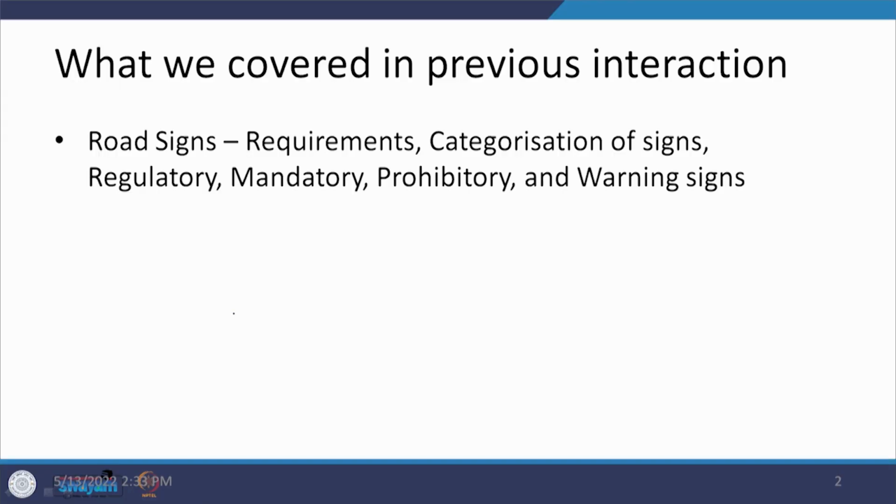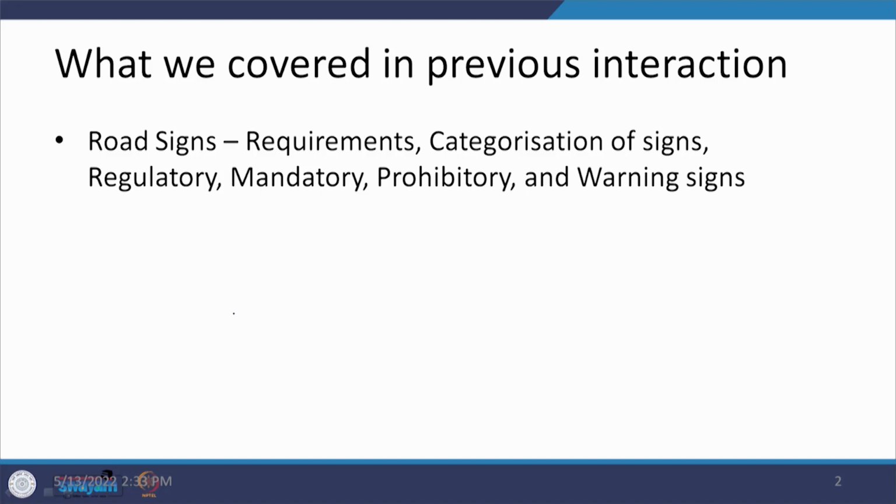Dear students, we have been discussing module 2. This has been related to the cross sectional elements, and later we started discussing the road furniture. In the previous interaction, we were discussing road traffic signs, and therein we talked about the requirements. We looked at the categorization of those signs, and under those categories we discussed the regulatory signs, mandatory signs, prohibitory signs and warning signs.